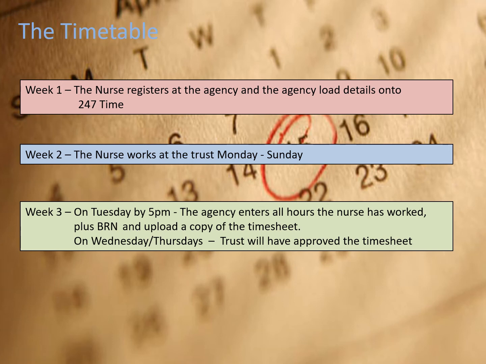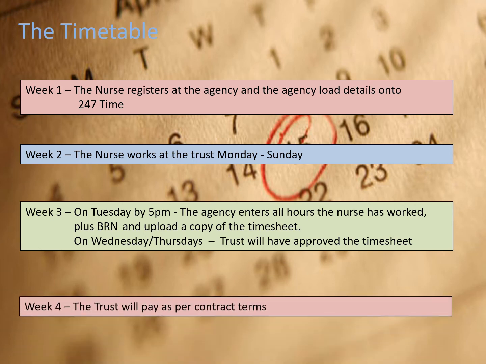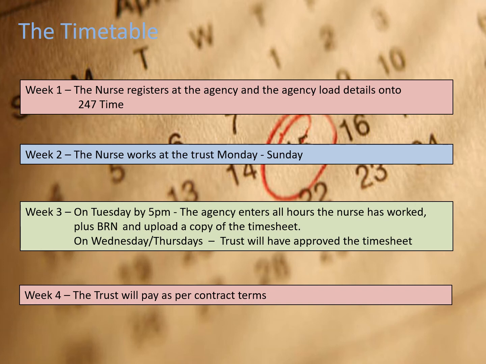So it just gives you an extra day built into the system in order to get this information into 247 time. Then a trust approver will go in on a nominated date, and this could be a Wednesday or a Thursday, and they'll go in and have approved the timesheet. And subject to that being all okay, the trust will pay as per contract terms.